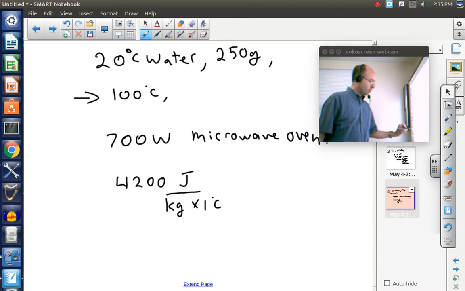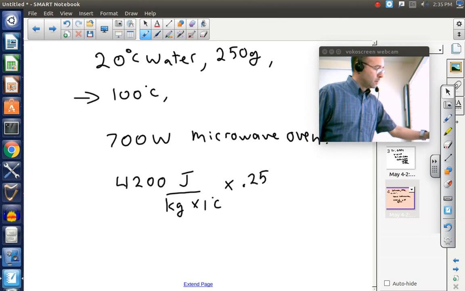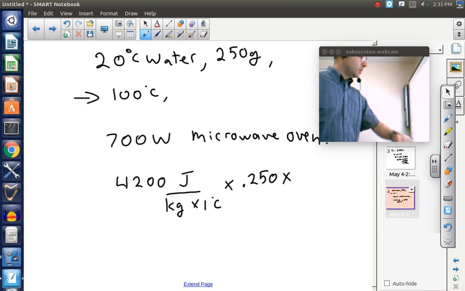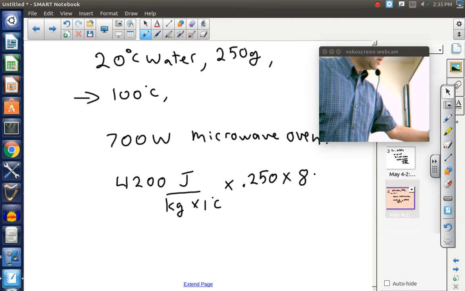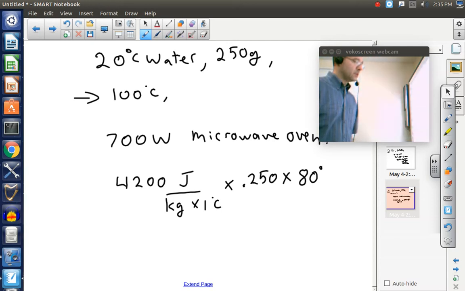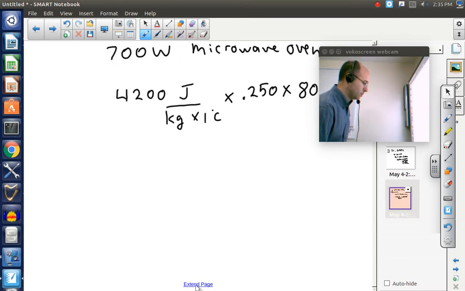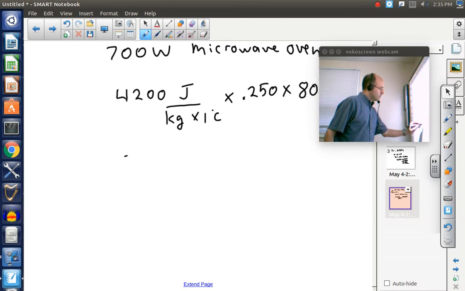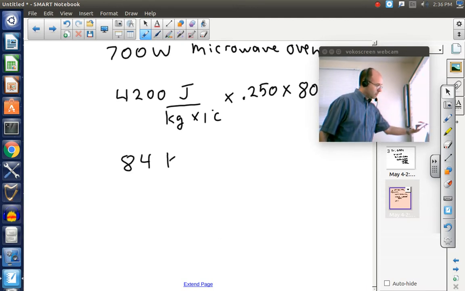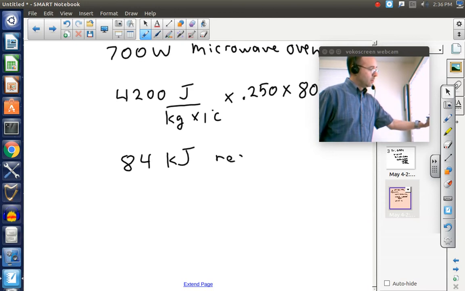So let's find out how much energy it's going to take. Let's multiply by our quarter kilogram, and going from 20 to 100 Celsius would be 80 degrees. So 4,200 joules per kilogram per degree Celsius multiplied by the quarter kilogram multiplied by the 80 degrees rise in temperature. Extend my page here. 84 kilojoules required.